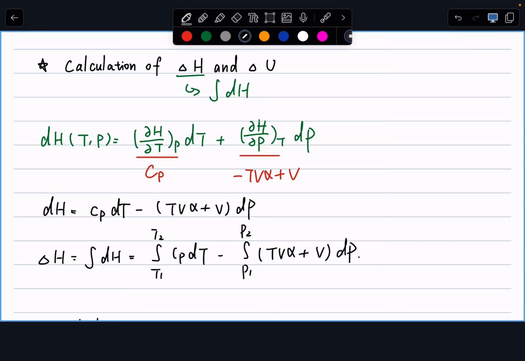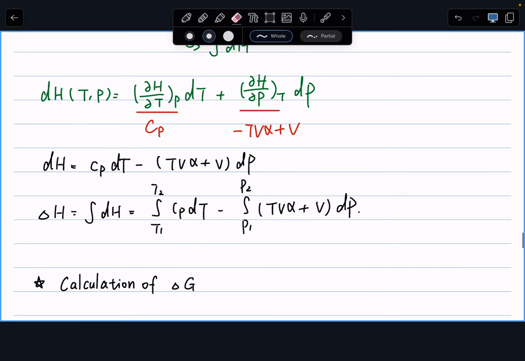Doing good? Yes. Should the V be in parentheses? Which one, for TV alpha plus V? This one? Different, right? Should the negative sign be there? Oh, yeah. Yeah, that's true. So it's, wait, no, actually, this one is the Cp dT. I think this one should be a plus in that case.